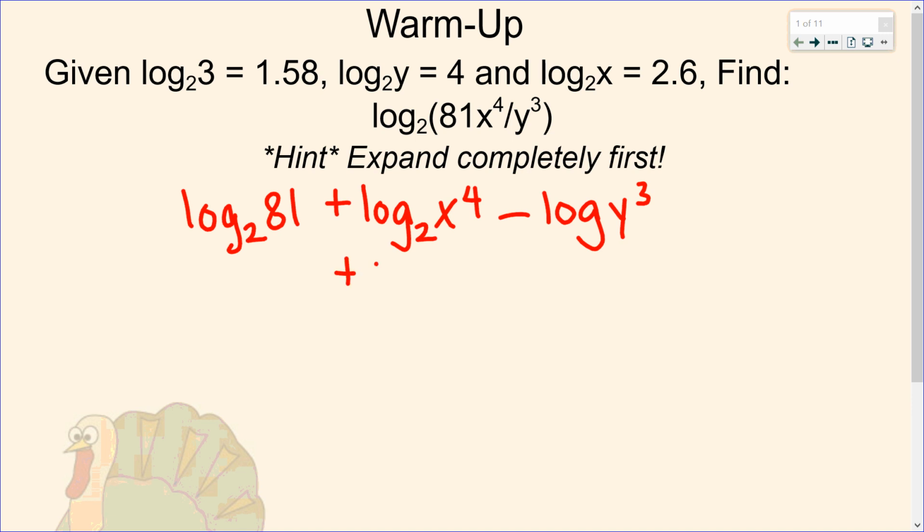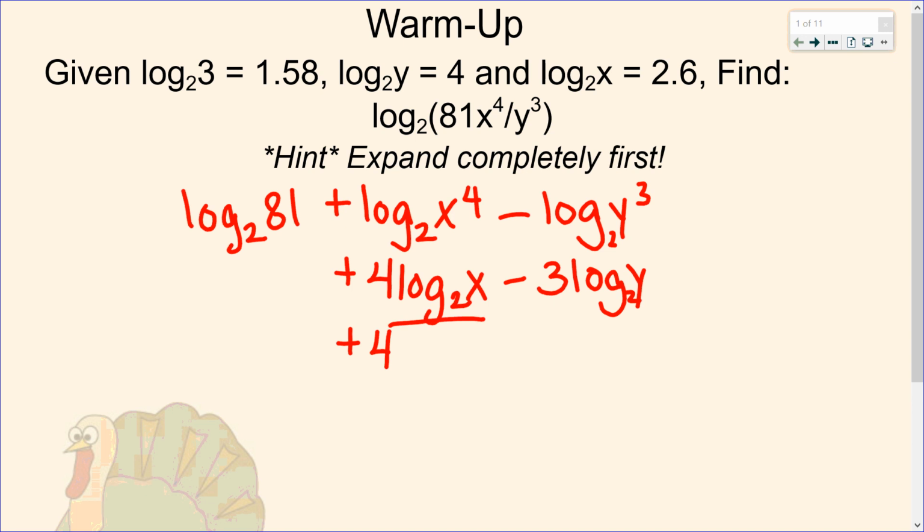Okay, now the 4 I can write down in front of the log base 2 of x. And the 3 I can bring down in front of the log base 2 of y. Good there? Okay, and I'll come back to that 81 in a minute. Log base 2 of x and log base 2 of y. Now, if you look up there, you know those pieces of information. Log base 2 of x is 2.6. Log base 2 of y, you look at the given information, is 4. So that's all set. Those are things that we can calculate in a minute.